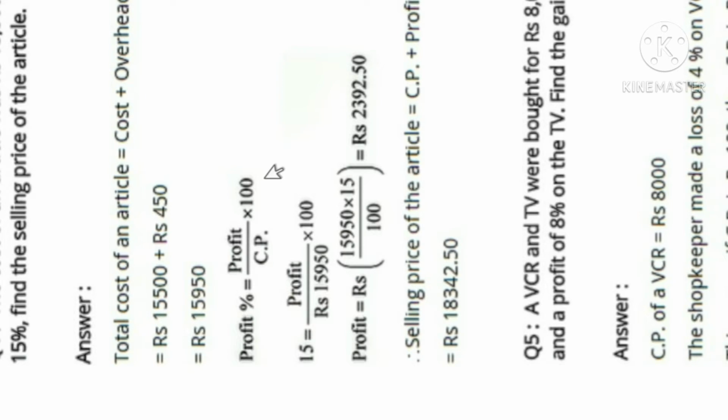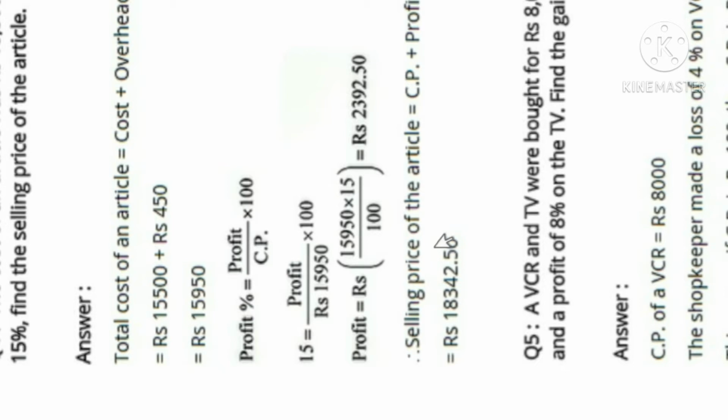So this is the formula for profit percent. Now profit percent is given as 15%. Then 15 equals profit upon rupees 15,950 into 100. So profit equals rupees, these two will be multiplied and 100 will be in the denominator. So 15,950 into 15 upon 100. Now do the calculation. 0 will be cut here.